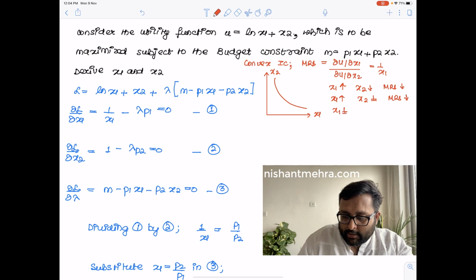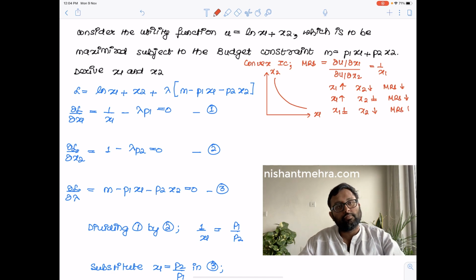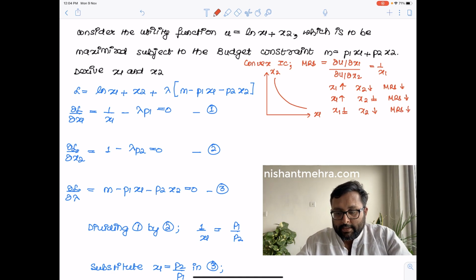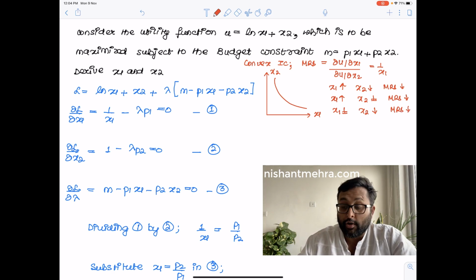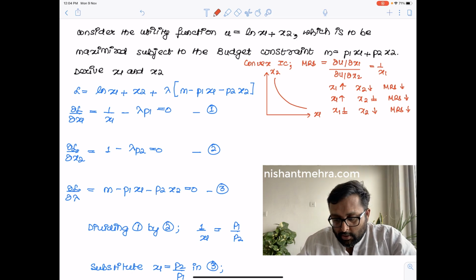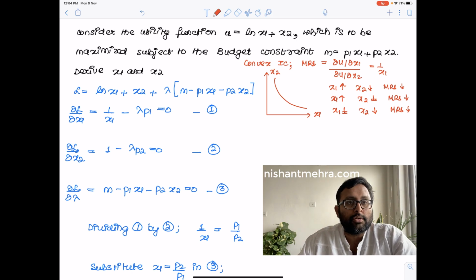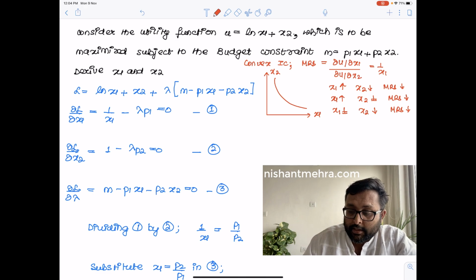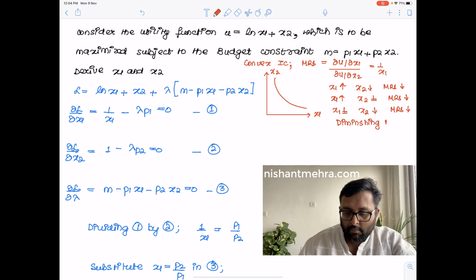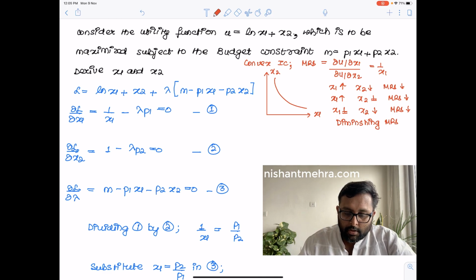Or x1 constant, x2 falling, then also you will say MRS is diminishing. Right. Now here in this case, x1 is increasing, x2 is constant, and MRS is diminishing. So you can use Lagrange out here because it is diminishing MRS.